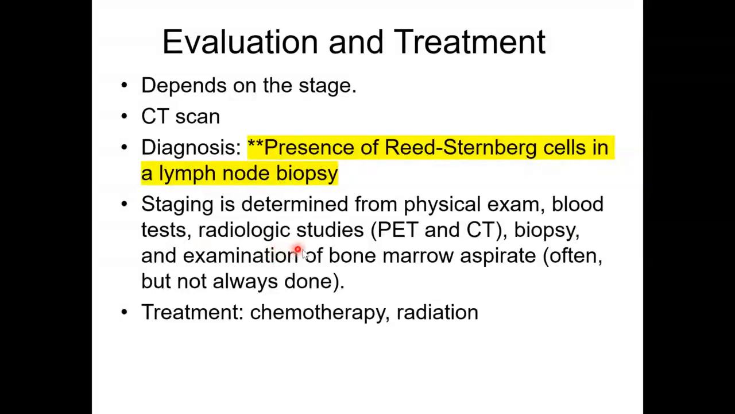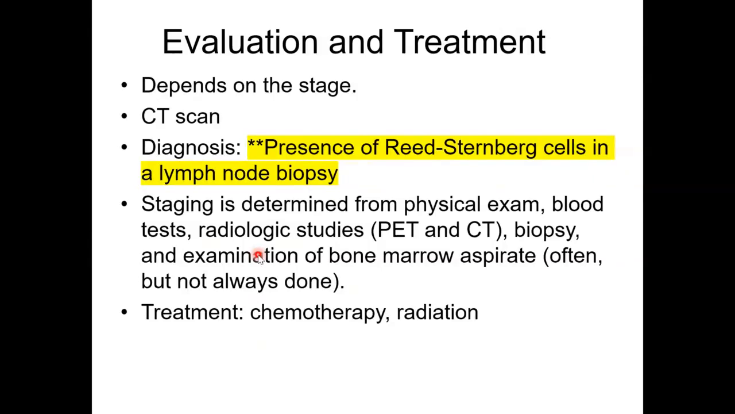Staging is determined from a physical exam, blood test, radiology studies, the PET scan, and the CT. Biopsy and examination of bone marrow is often but not always done. Radiation, you can radiate a node, and then some chemotherapy that will travel through the body. This can be cured with early detection and treatment.